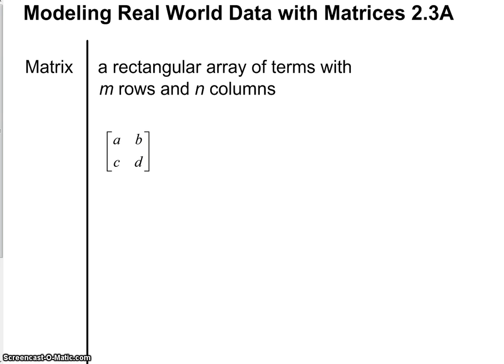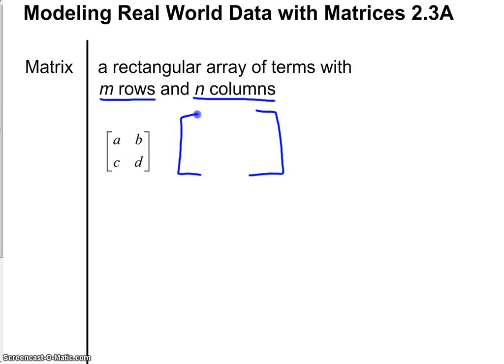But let's just talk about what a matrix looks like. We use these brackets to show a matrix, and a matrix can be a lot of different sizes, and we'll talk about how we get our sizes. The size comes from the rows and the columns.